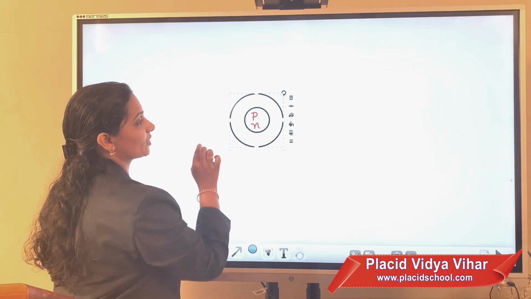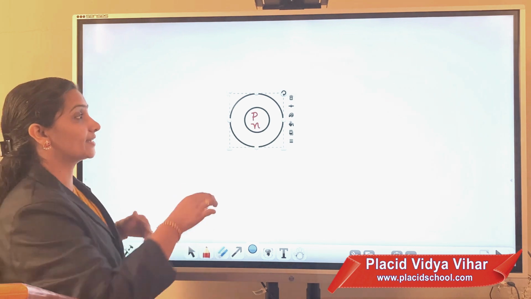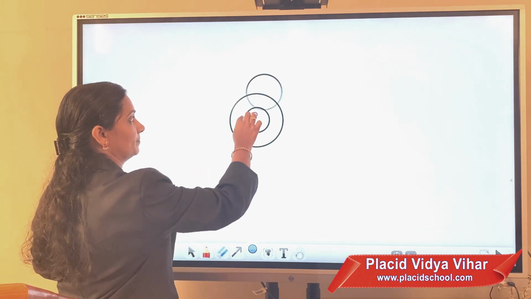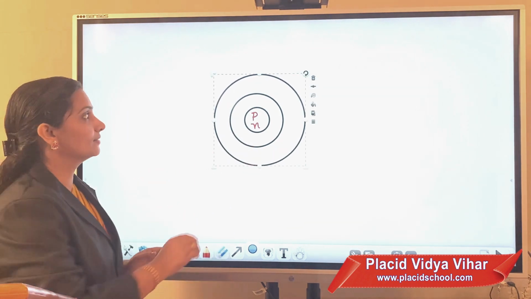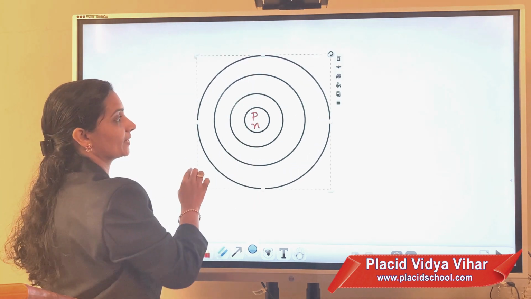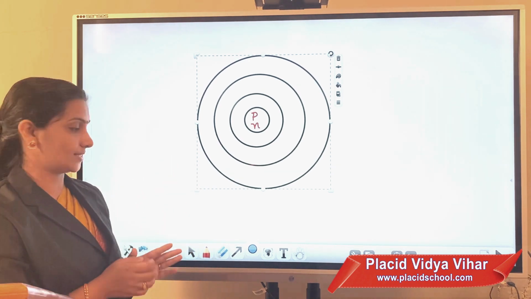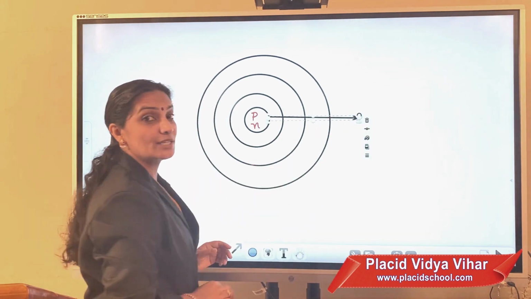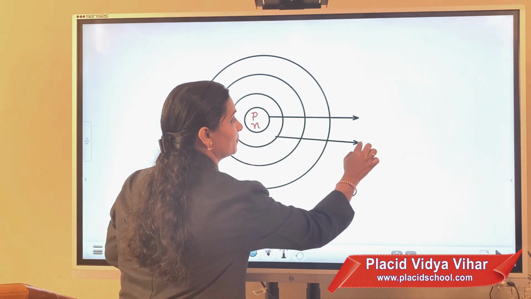This is a circular path around the nucleus. Not only a single shell, it has many circular paths. Another circular path. Again another. There are many circular paths around a nucleus. This is called the nucleus. And what are the names of these circular paths?